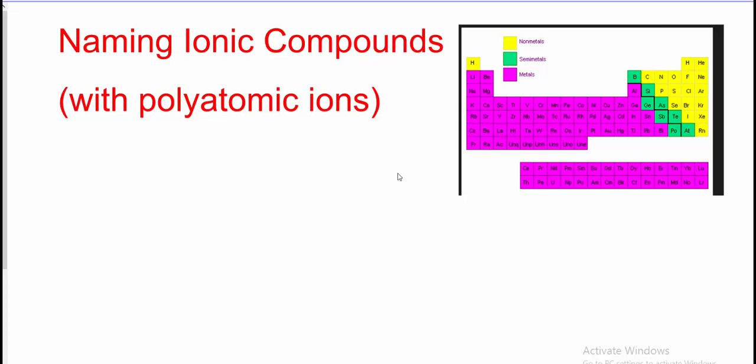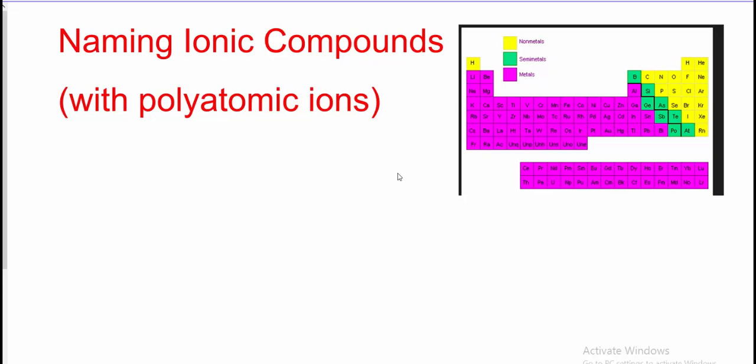Welcome to another lesson on naming ionic compounds. In this lesson, we're going to look specifically at ionic compounds that contain polyatomic ions. So, up until now, we've learned how to name ionic compounds that contain metals and nonmetals. And we see the nonmetals and the metals when we look at our periodic table. We can find their names, we can find their symbols, and we can find their charges.